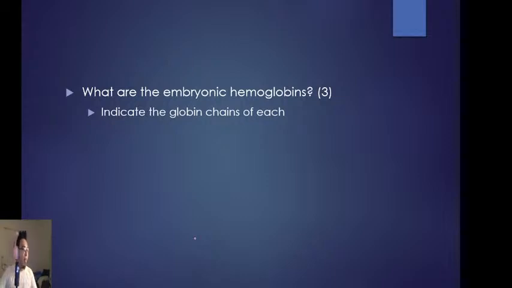Anyway, let's move on. Embryonic hemoglobins. All right. So that is what Adrian said. Basically, you're going to have Gower 1, Gower 2, and hemoglobin Portland.